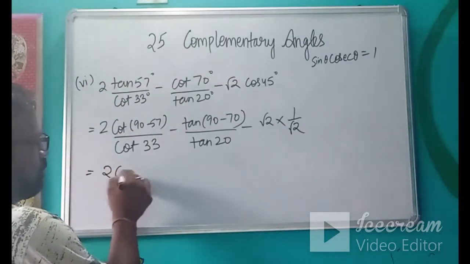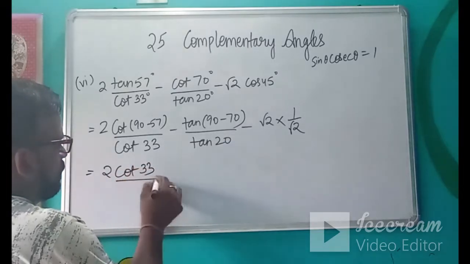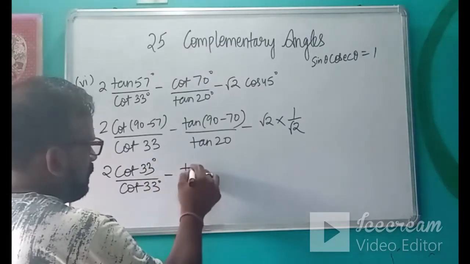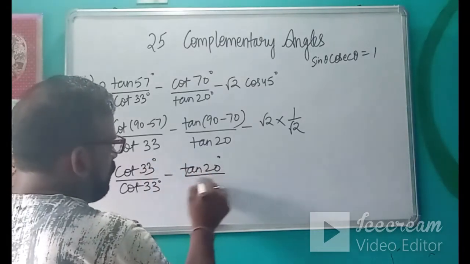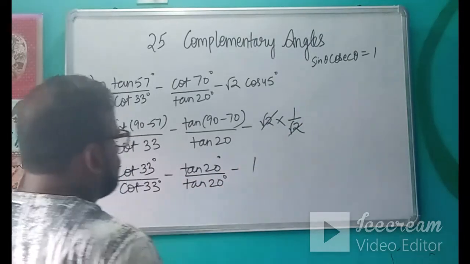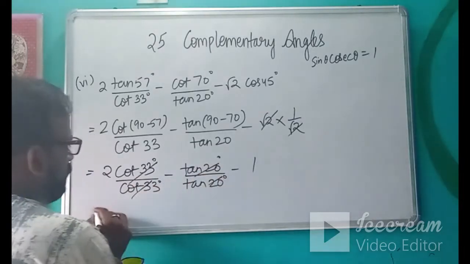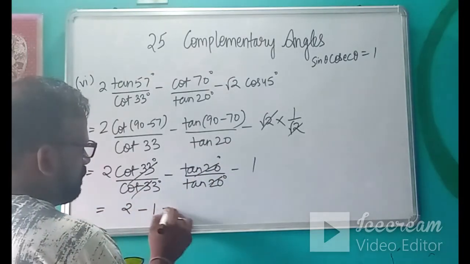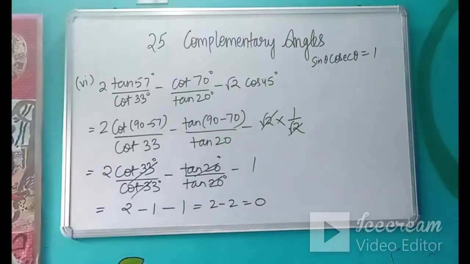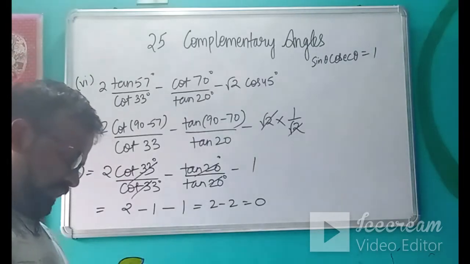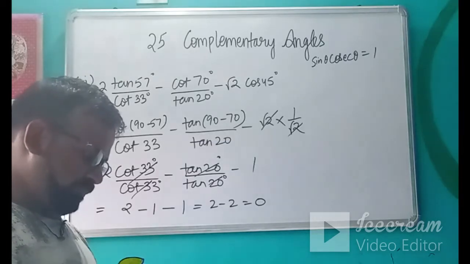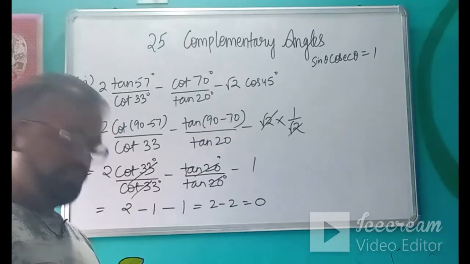So it becomes now cot 33 degree upon cot 33 degree minus tan 20 degree upon tan 20 degree minus, and this root 2 and root 2 will cancel. So what you will get? 2 minus 1 minus 1, that is 2 minus 2 equals 0. Okay, so almost all the questions are of the same type. Only thing that you need to do is replace the respective angles with their complements.